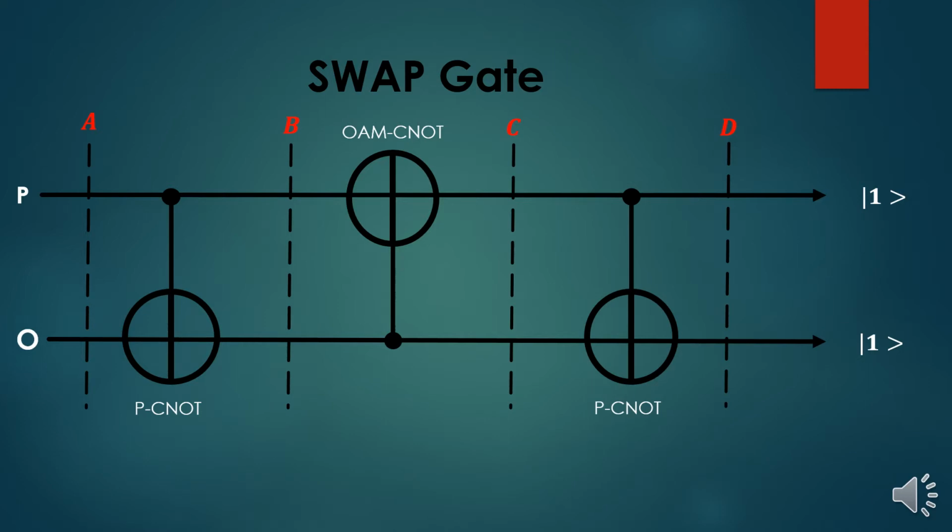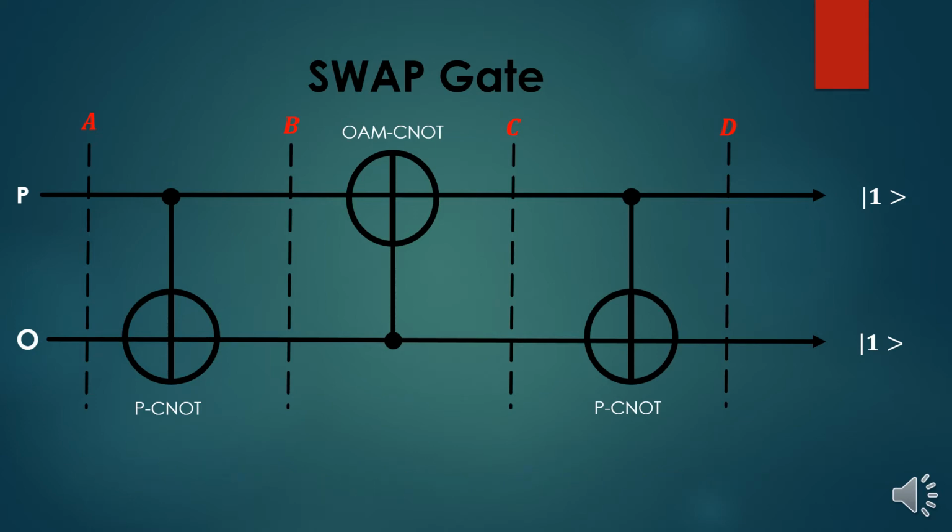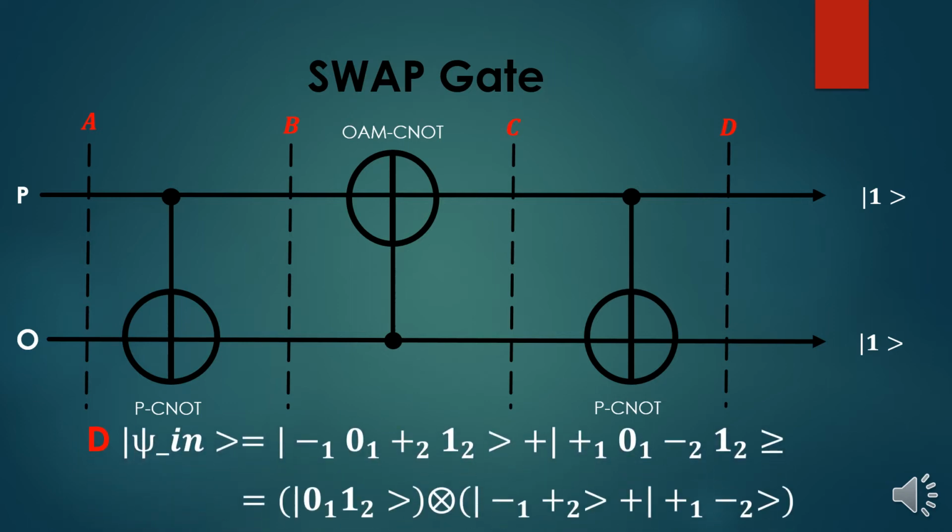We will then operate the state on an OAM CNOT gate to produce the state found at location C. Remember, this time we are flipping the value of the polarization for each photon if that photon has OAM of 1. Finally, we will operate the state C on the PCNOT gate once again to get our final entangled state. We can rewrite this in the form we started with to see exactly what is entangled with what. You can see we have now effectively swapped the entanglement. Amazing.